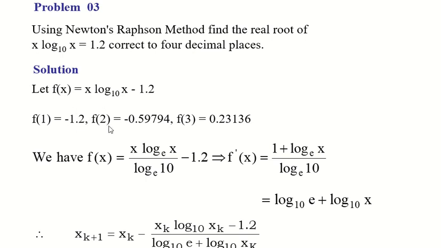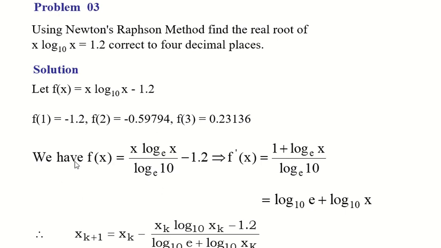f of 2, that is 2 log 2 to the base 10 minus 1.2. That is minus 0.59794. You can check out this. f of 3, 3 log 3 to the base 10 minus 1.2 gives you f of 3. So you can observe here f of 2 and f of 3 are of opposite signs. So the root lies between 2 and 3.